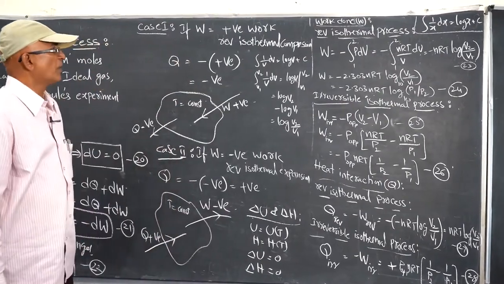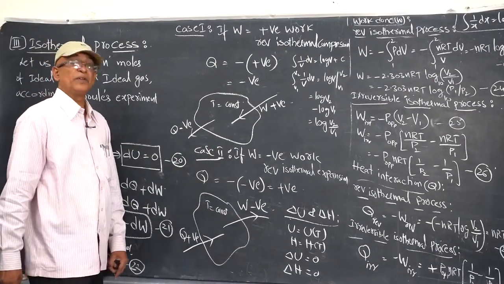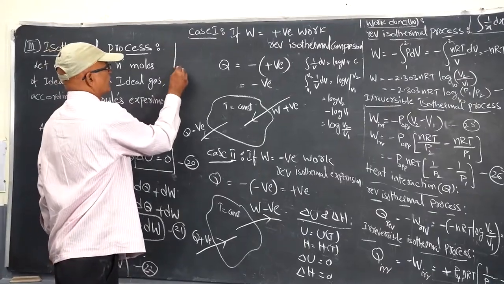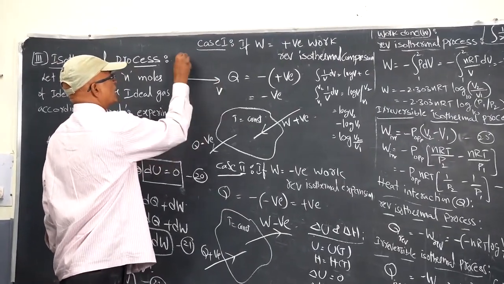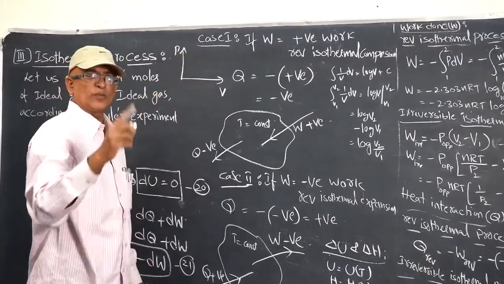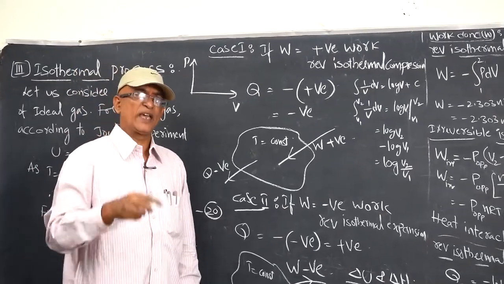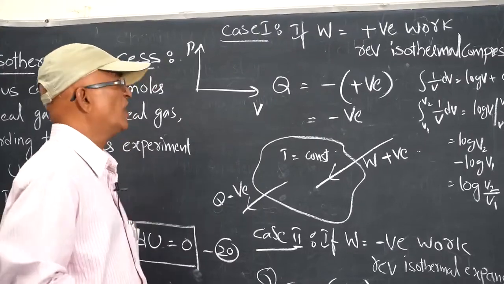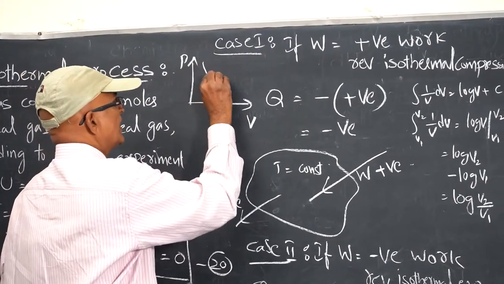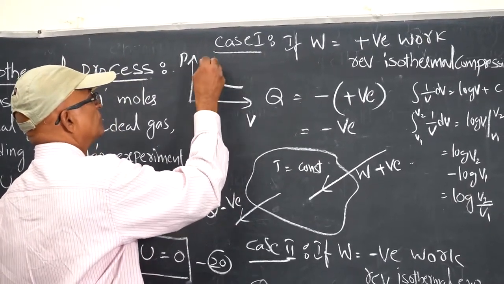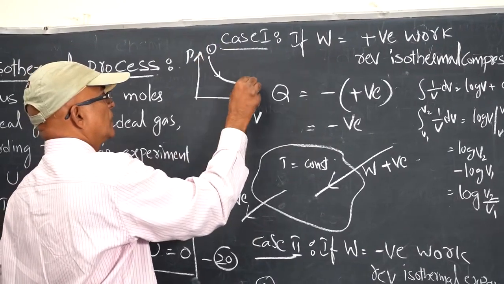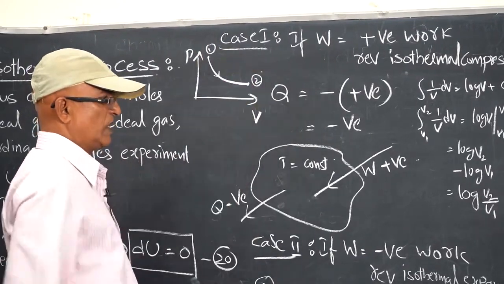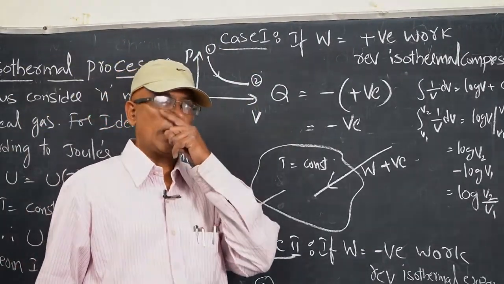So, this is about the isothermal process. Now, coming to the PV diagram, the PV diagram of an isothermal process is a curve, not a straight line. In the case of an isochoric process, it is a straight line parallel to the y-axis. In the case of an isobaric process, it is a straight line parallel to the x-axis. But in this case, it is a curve, not a straight line. So, this is about the isothermal process.